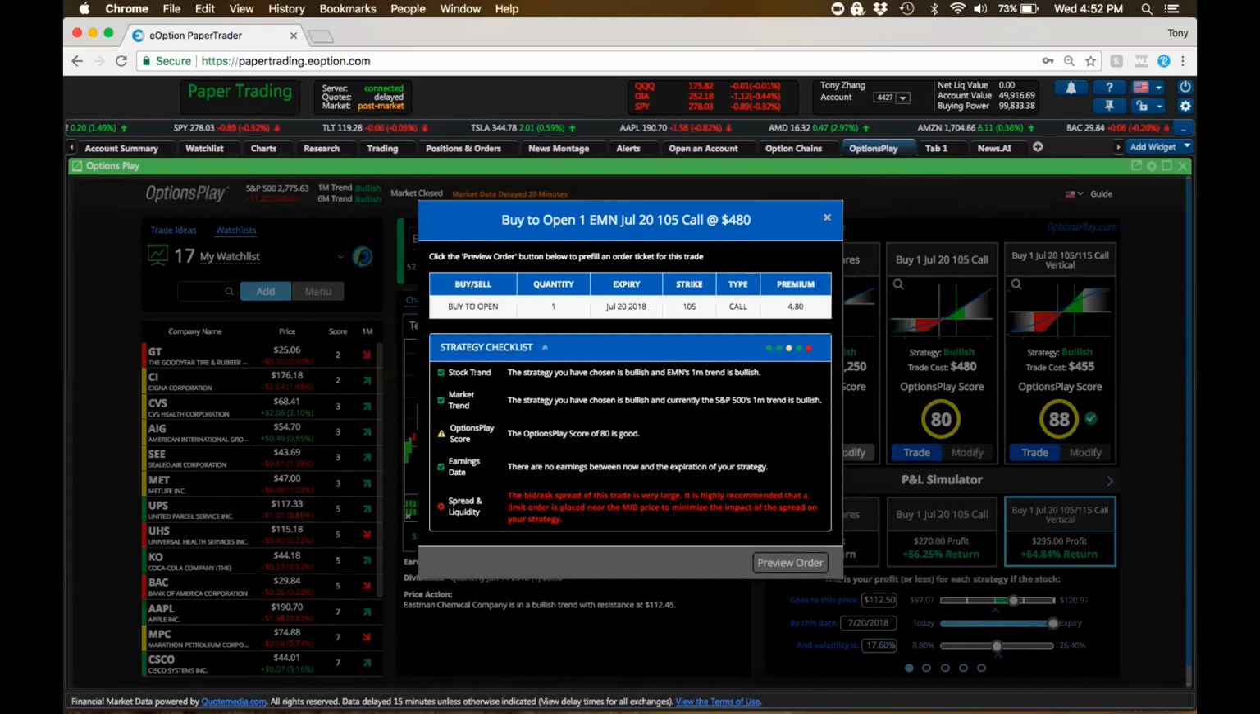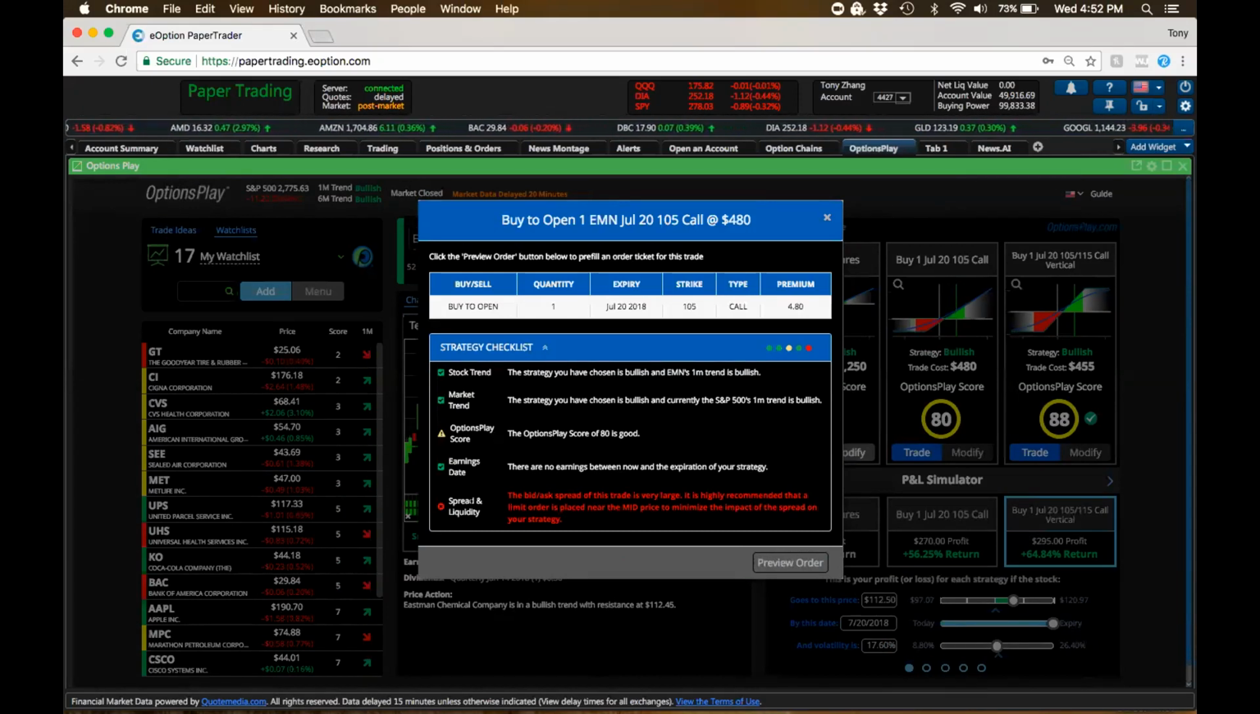So you're trading with the trend of the stock, you're trading with the trend in the market. The OptionsPlay score here is good. There's no earnings between now and expiration. That's another thing that a lot of beginners tend to overlook, is not checking to see if there's earnings between now and expiration, because if there is earnings, that impacts the option price significantly around earnings. So it's important to understand that. We also have a specific webinar just for trading earnings coming up soon, so make sure you attend that.